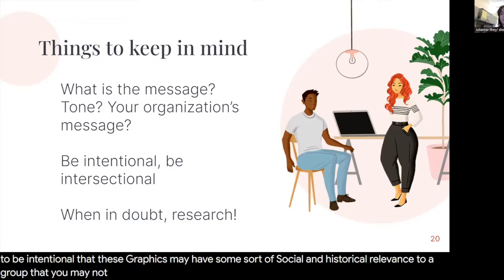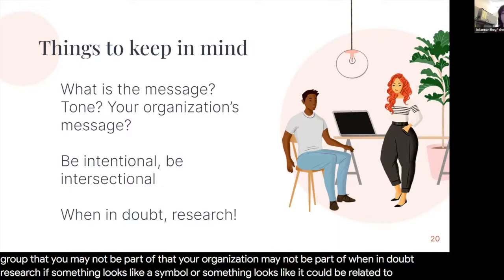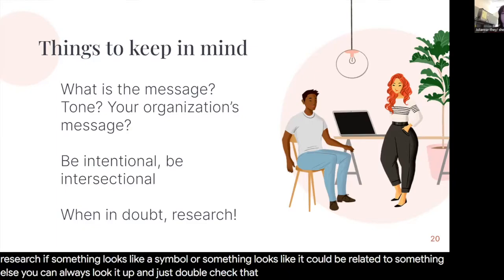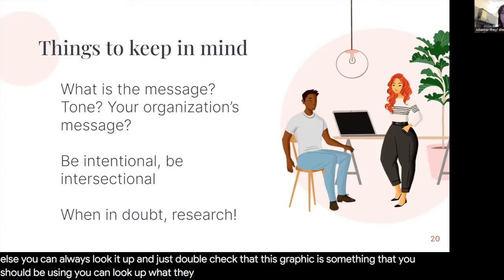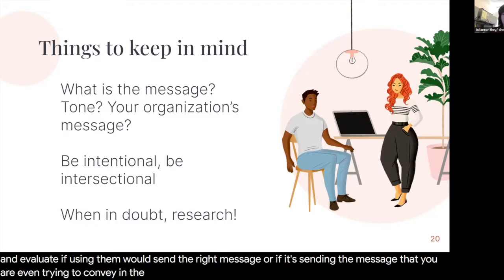When in doubt, research. If something looks like a symbol or something looks like it could be related to something else, you can always look it up and just double check that this graphic is something that you should be using. You can look up what they mean, what their social and historical significance is, and evaluate if using them would send the right message or if it's sending the message that you are even trying to convey in the first place.